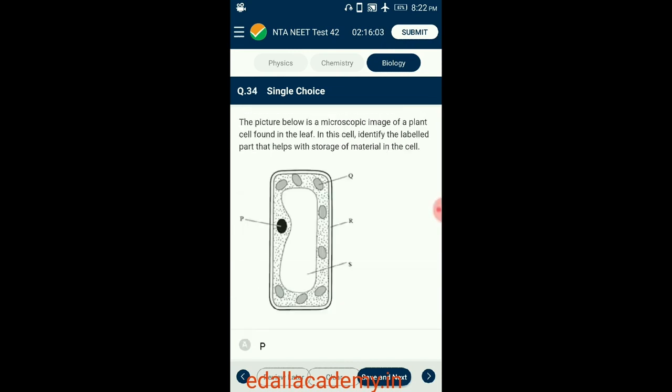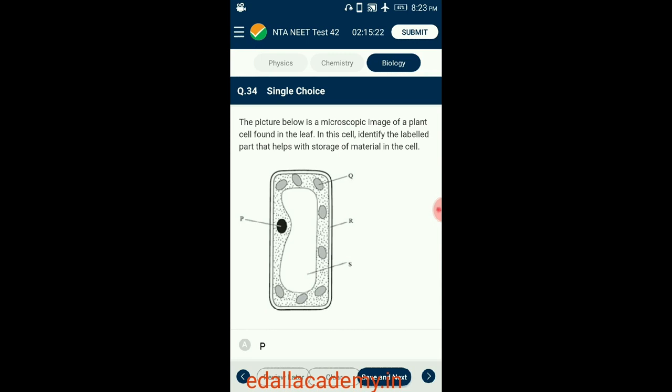Question number 34. The picture below is a microscopic image of a plant cell found in the leaf. In the cell, identify the labeled part that helps with storage of materials in cells. Plant cells come under the category of eukaryotic cells, which means they have membrane structures called organelles. In the given image, the label P is the nucleus which regulates all functions and activities of the cell.